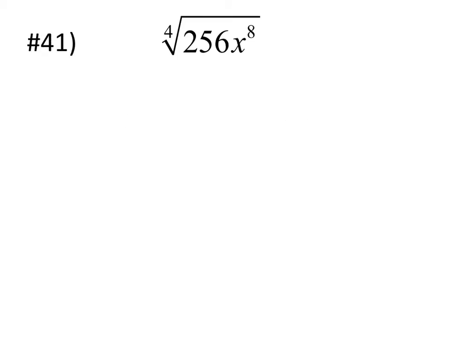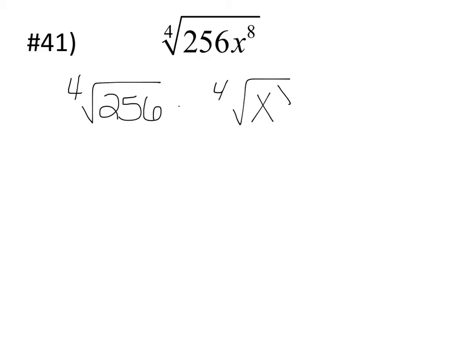Alright, same thing. I'm going to split this up, because again, only the x is being raised to the 8th power. So I've got the 4th root of 256 times the 4th root of x to the 8th. Okay, so for 256, remember, we just found the 4th root of something else. I don't remember what it was. The 4th root of 16, we know that was 2. So it's probably going to be a higher number than 2.